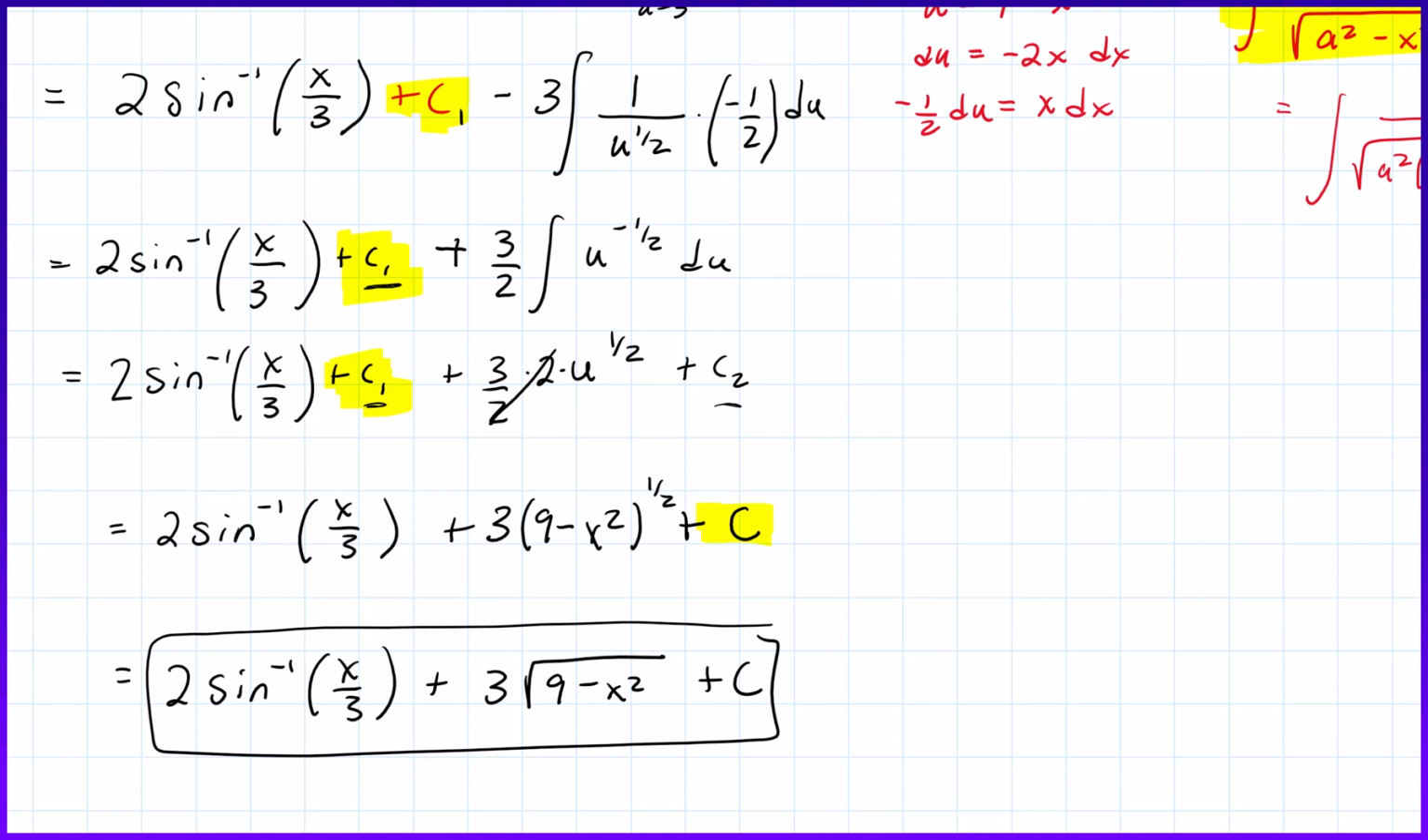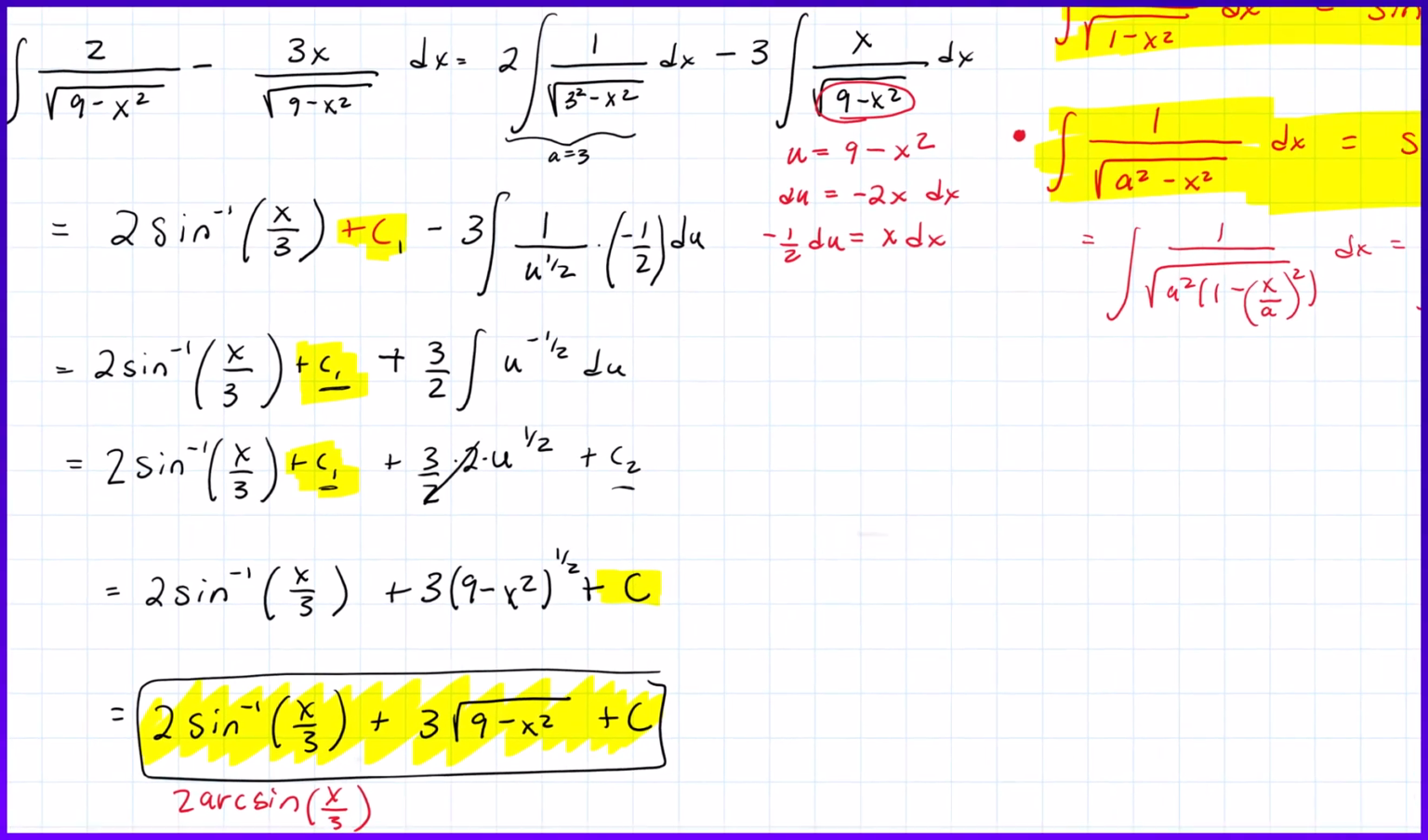If you would like, instead of saying inverse sine, you could say arc sine. So you could use arc sine right here as well: 2 arc sine of x over 3. If you would have preferred to write it that way, you could definitely write it that way.